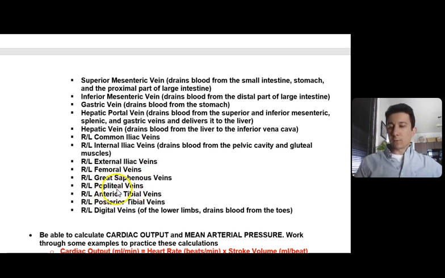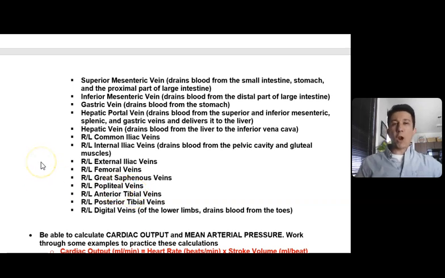The popliteal veins, which are veins found behind the knee. Anterior and posterior tibial veins, as their name implies, the anterior tibial vein found anterior to the tibia, the posterior tibial vein found on the posterior side of the tibia, and then finally the digital veins, which are found in the toes, and they are draining blood from the toes back up towards the heart. So that does it for all of the major veins and arteries that I would have you identify on the diagrams.